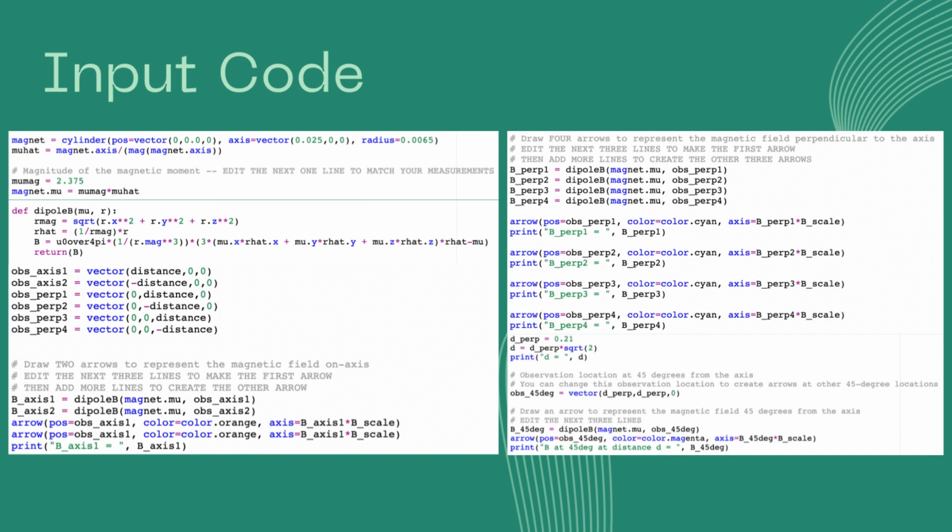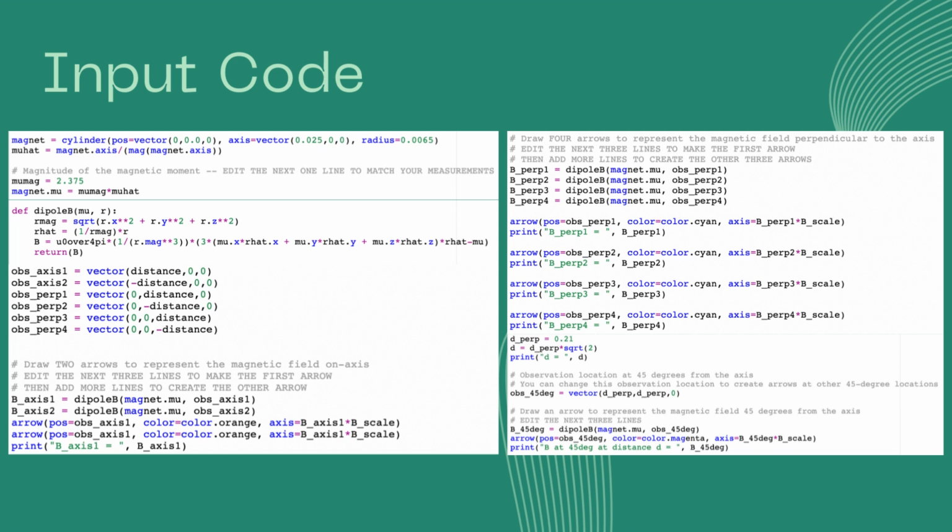For this lab, I used the GlowScript starter code to generate a computational model to represent this data. In this code, I inputted the magnitude of mu, which I just solved for in the previous calculation slide. I then wrote a function to describe the magnetic field due to a dipole with a given magnetic dipole moment and a specified observation point.